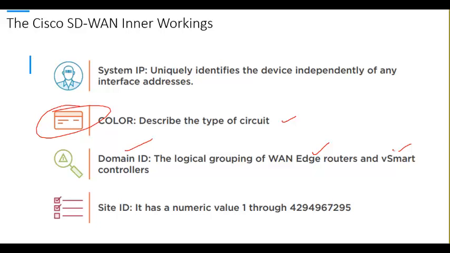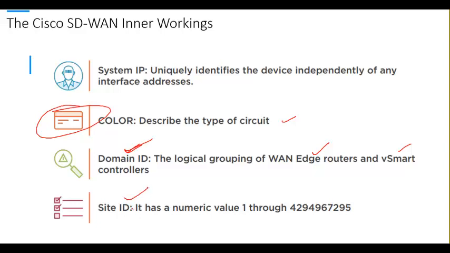Yeah. So it is the domain ID that helps to identify the fabric, the group of WAN edge and the vSmart, and it also helps to synchronize, summarize, aggregate, because they are identified with a unique number. So aggregation is easy, grouping is easy. Okay, next is the site ID.